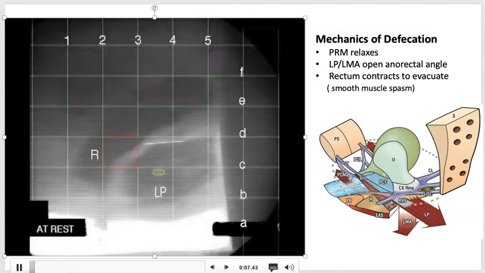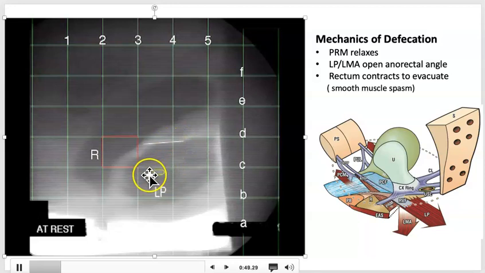The purpose of this still X-ray is to identify the different anatomical structures which you will be seeing in the video sequence. R is the rectum. It has had radiopaque dye injected into it. The red square identifies the anorectal angle. To the right, you will see the levator plate muscle. It has had 10 mils of radiopaque dye injected into it. On the superior surface is a white line which is almost horizontal, and that identifies the superior surface of the levator plate.